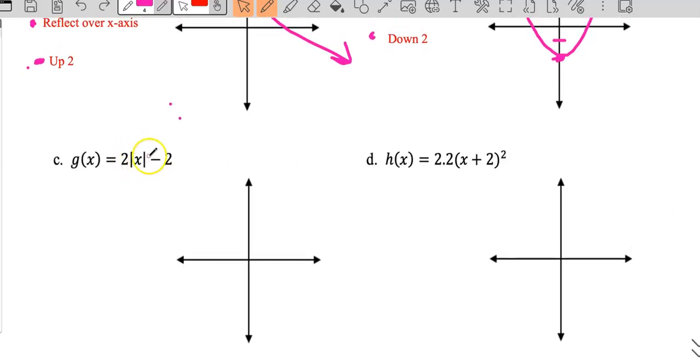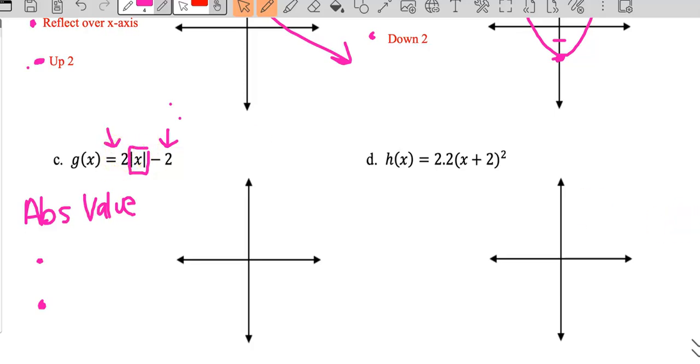First off, I see these bars, which tells me it is absolute value. So that is my function family, absolute value. The next thing, here is my parent function. They added a 2 in the front and then a negative 2 behind the function. So I immediately know I have 2 transformations to talk about.